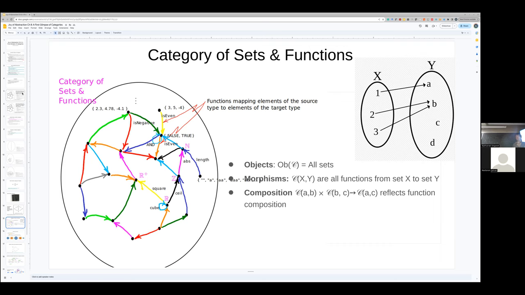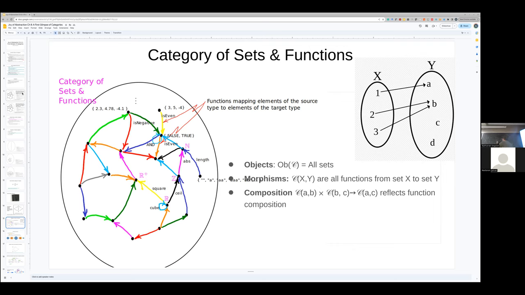The HOM set, the set of morphisms from A to B, is what we mean by the HOM set. And if you have a category C, you write it as C from A to B. That's the HOM set. That's the set of all arrows, set of all morphisms from A to B. You write C(A, B).